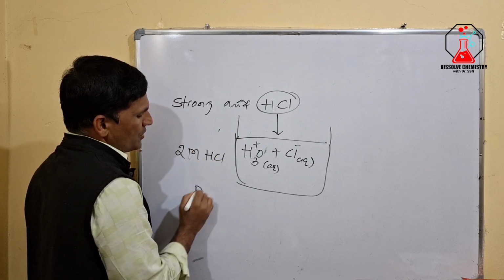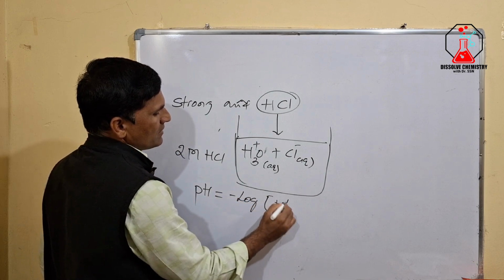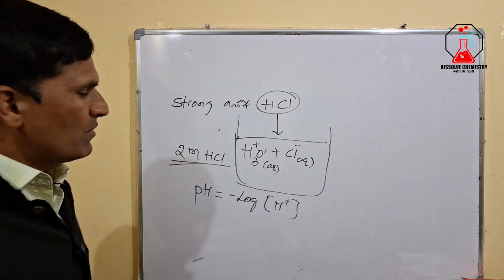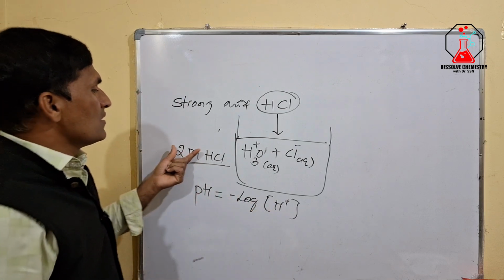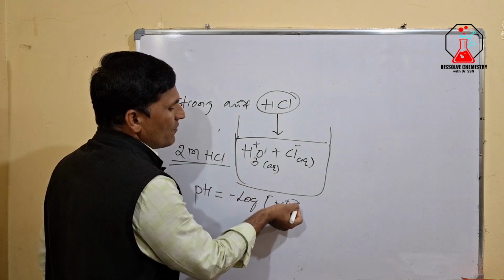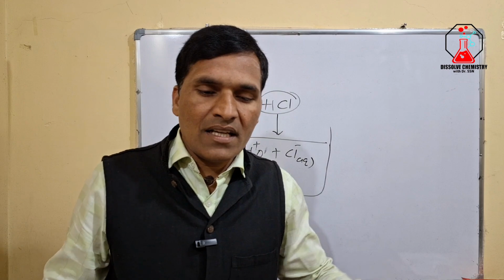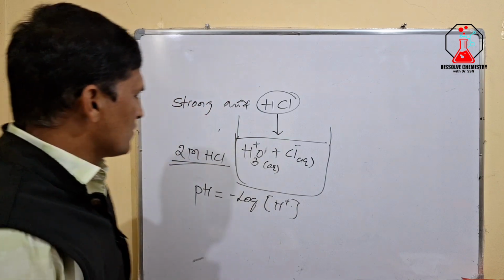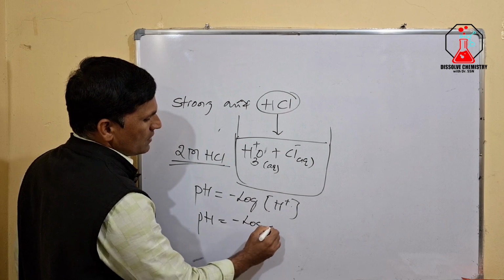So if I ask what is the pH of a 2 molar HCl solution, we directly substitute in the pH equation, taking the H plus ion concentration. I have given the value as 2 molar HCl, but you take that as the concentration of H plus ion. What is the reason? Because 2 molar HCl in water will be 2 moles of H plus ion; it will not remain as HCl, it will completely dissociate in water and remain as H plus. So we directly take pH equal to minus log of 2.